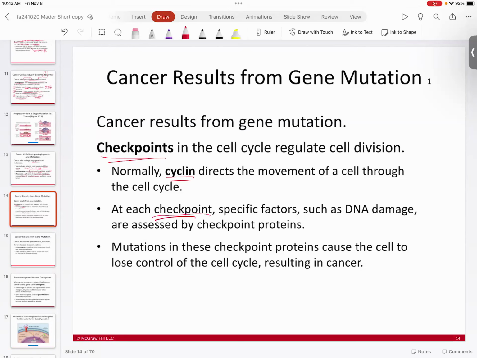And at these checkpoints, typically specific things like, for instance, DNA damage and things like that are being worked on. And these checkpoint proteins are making sure that everything is okay. So they're designed to ensure a healthy cell. Now, what happens if you don't have a healthy cell? Then basically you go through apoptosis.